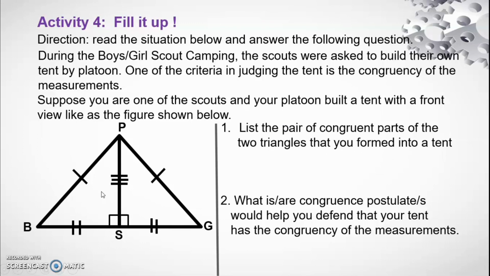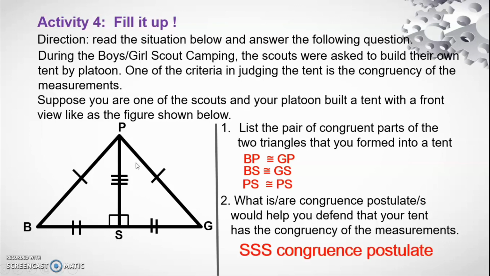Question number 1, list the pair of congruent parts of the two triangles that you formed into a tent. So, congruent parts, we have side BP congruent to side GP. Then, side BS congruent to side GS. Then, side PS congruent to side PS. And what congruence postulate would help you defend that your tent has the congruency of the measurements? Since yung given is tatlong sides, so SSS congruence postulate.